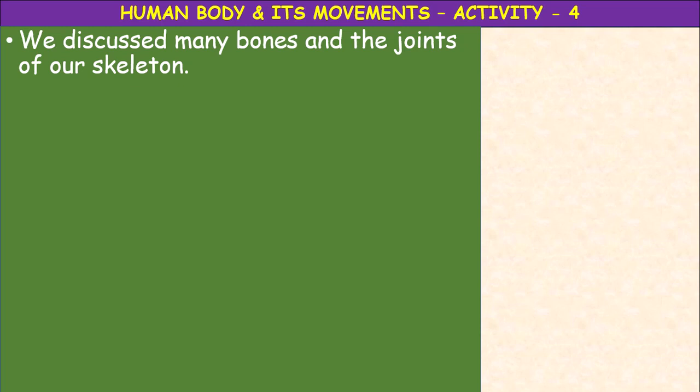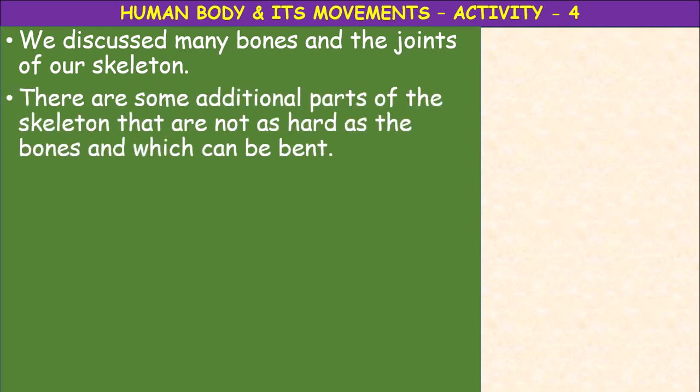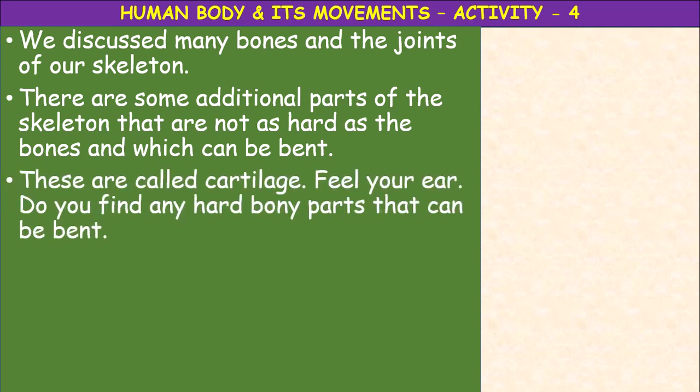Next, we discussed many bones and the joints of our skeleton. There are some additional parts of the skeleton that are not as hard as bones and which can be bent. These are called cartilage. What do you call those which can bend, which are not hard, which are somewhat spongy? They are called cartilage. For example, you can feel your ear. You can touch your ear, the external ear.